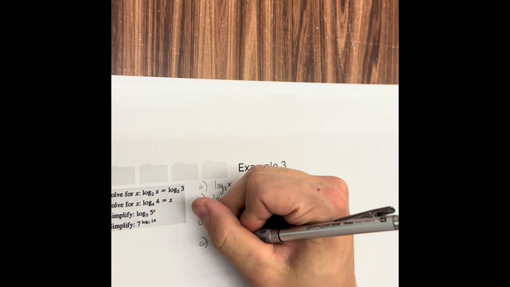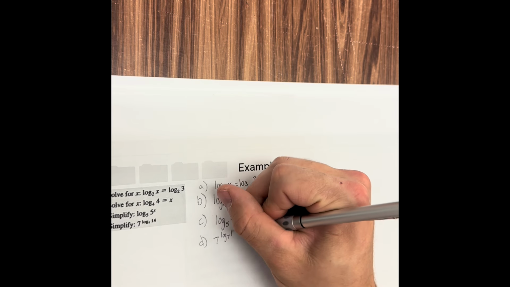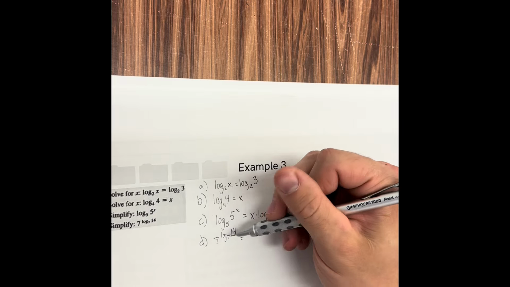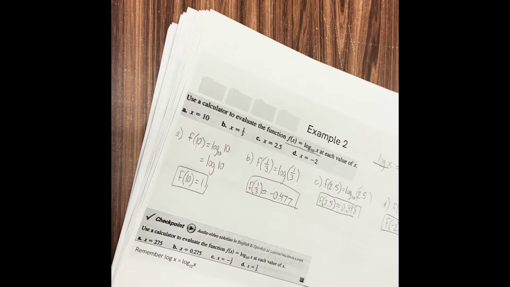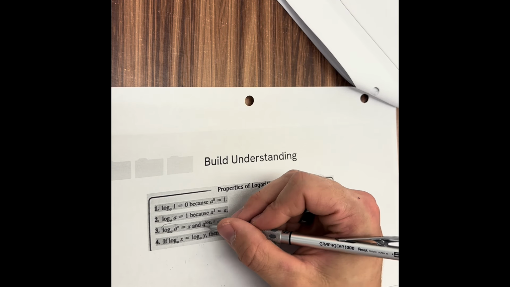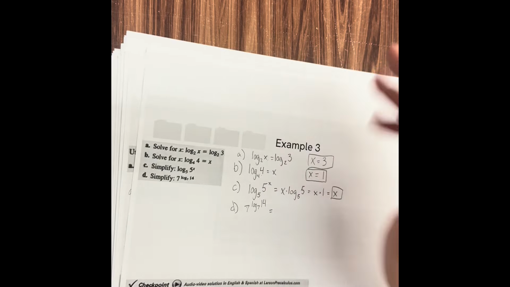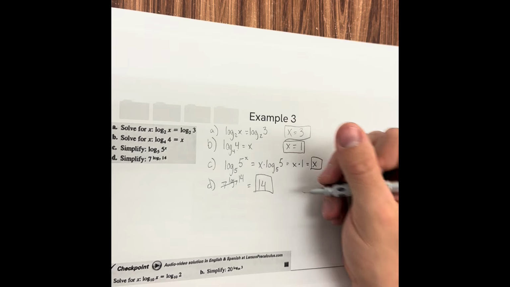Letter D, we have 7 to the power of log base 7 of 14. All right, so this one, our power matches up with our log here. If we go back to this page here, if we have a base that matches up with the base of the log, it's just going to be equal to whatever x is. So 7 to the log base 7 of 14, these two pieces cancel out. We're just left with 14. Again, you might remember that from last year.